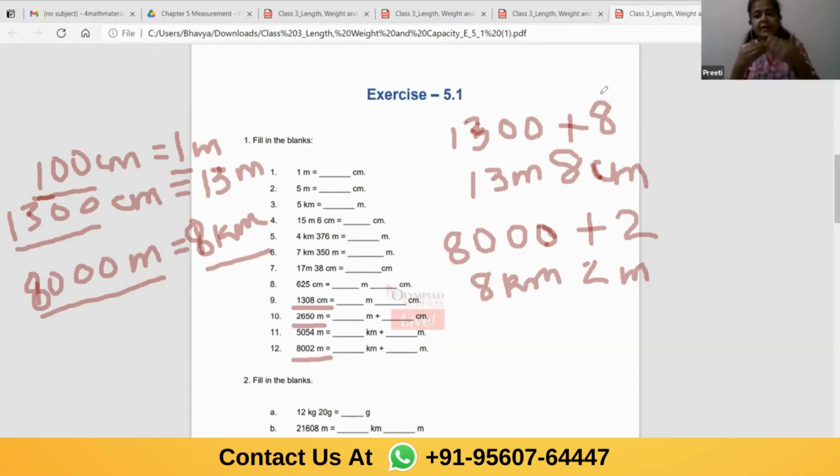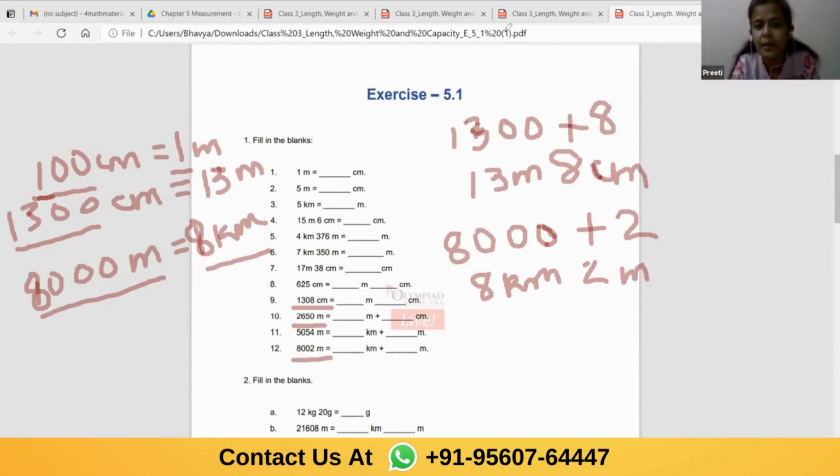The way we read the number separates the number. See how I am reading 8,002. 8,000 separate, 2 separate. I say 1,308. So 100 is coming, which means from there I can do the separation. So I have written 1,300 on one side and 8 on one side. So the way we read the number, the same way we are going to write it and expand it.